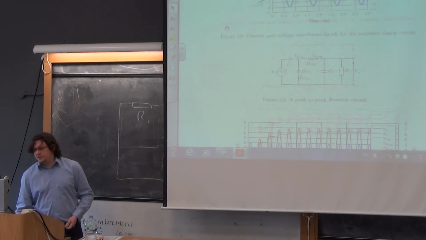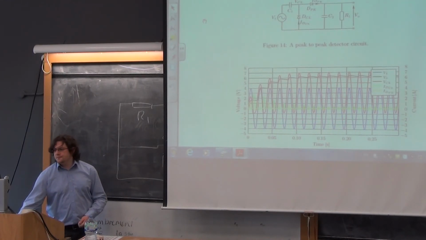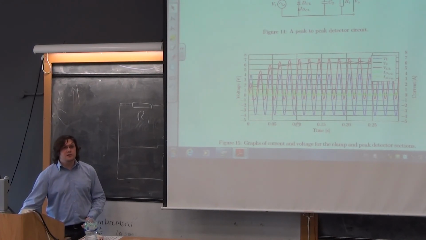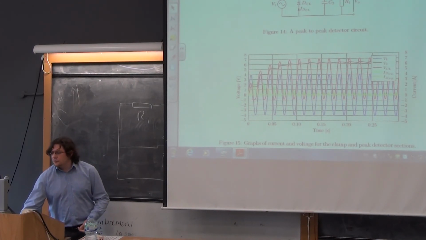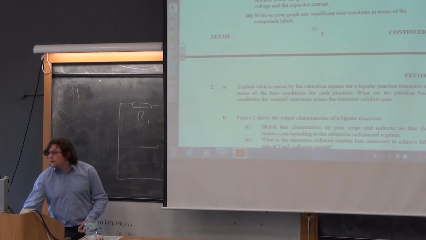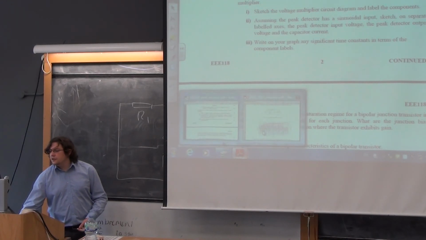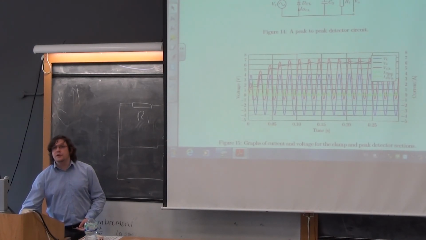And then the next bit of the question says, draw me a few cycles, and I don't think I asked for everything that's on this graph, but this graph dropped out of the lecture notes and I couldn't be bothered to produce a different one. So the question actually asks, assuming the peak-to-peak detector has a sinusoidal input, sketch on separate labelled axes the peak detector input voltage, the peak detector output voltage and the capacitor current. Okay. So I have actually asked for most of that. The only thing I haven't asked for is the diode currents. So the yellow and green aren't necessary. All the rest are desirable.